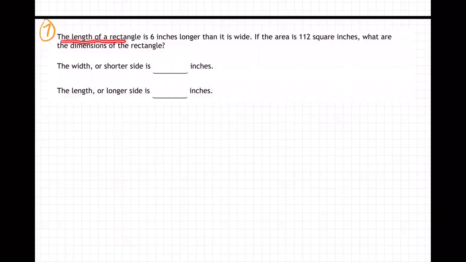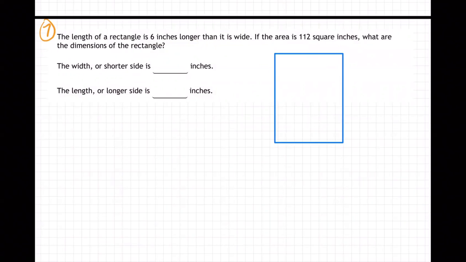The length of a rectangle is 6 inches longer than it is wide. If the area is 112 square inches, what are the dimensions of the rectangle? Okay, well, let's draw a rectangle. There we go, little rectangle.